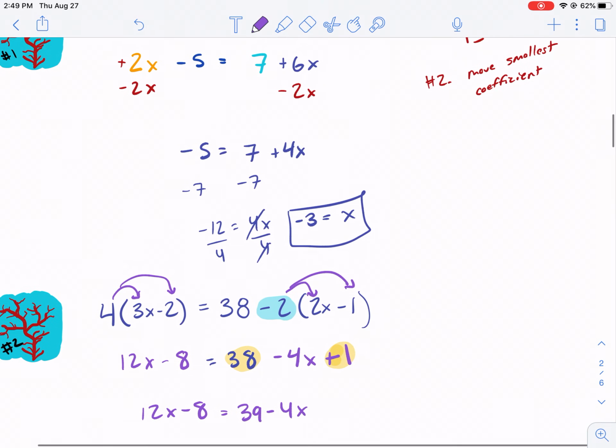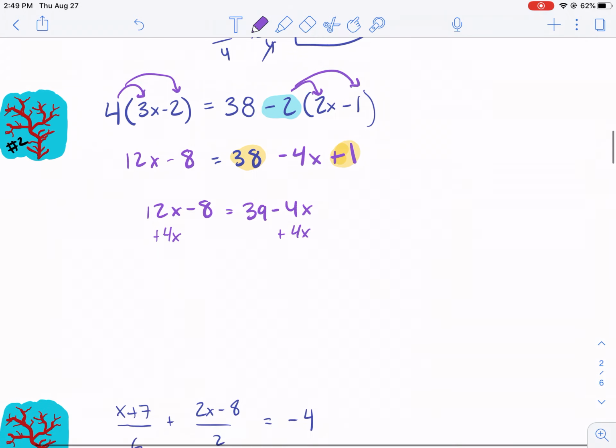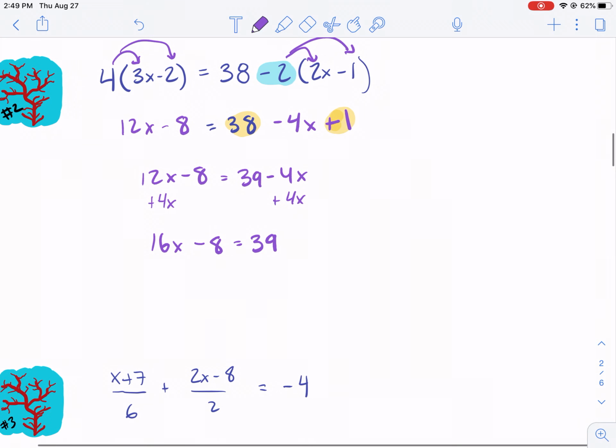Now, like I said earlier, we're going to move the smallest coefficient. That includes negatives. Negatives are smaller than positives, so we're going to move this negative over. If you moved the 12x over instead, you would have negatives. And in my opinion, you want to reduce the amount of negatives you have because you're just more likely to make a mistake with negatives.